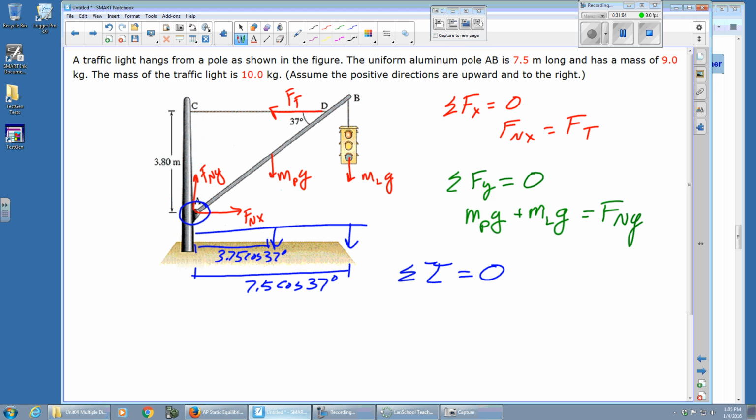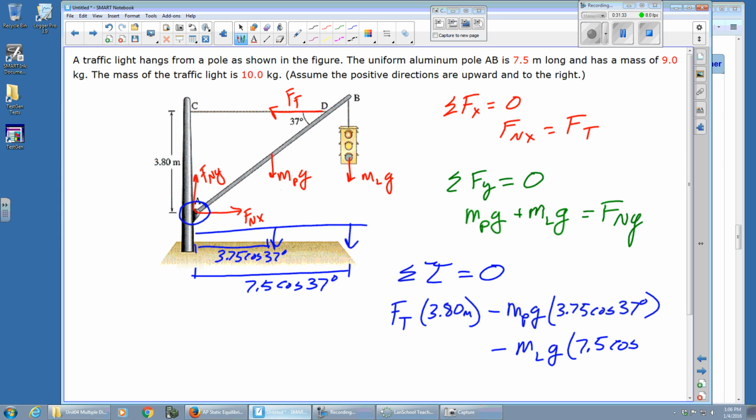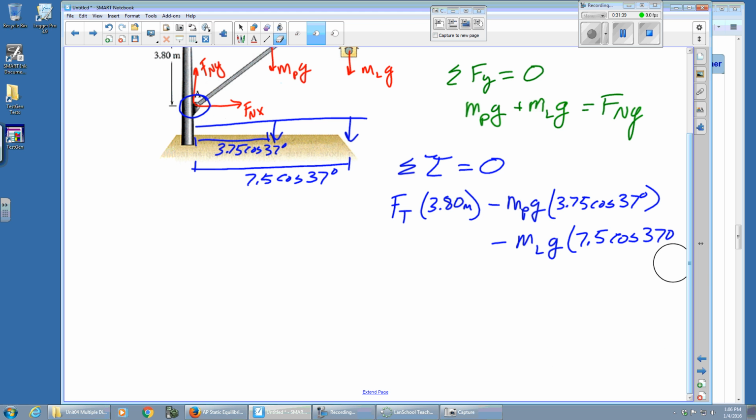So my counterclockwise torque is F sub t times 3.80 meters, which they nicely told me, minus m_p g times my 3.75 cosine 37 degrees, minus m_l g times my 7.5 cosine 37 degrees. Oops. And that should do it.